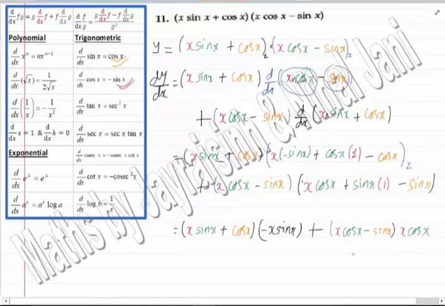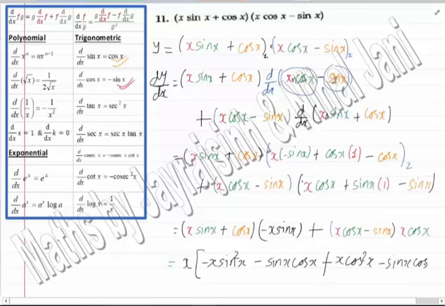Finally we get some simplified form, right? Okay, but there is still more left, my friend. Let's take x common and multiply sin x. So here we will get minus x sin square x minus sin x cos x. Okay, plus now it's time to multiply cos x. So it will be x cos square x minus sin x cos x.